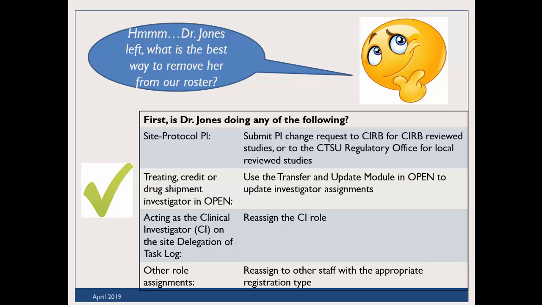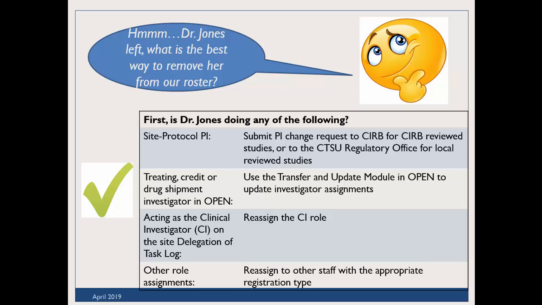Is that PI used and open as the credited drug shipment or treating investigator? If so, you may want to use the transfer and update module to go ahead and update that information in open. Are they acting as a clinical investigator on the DTL? You're certainly going to want to reassign that CI task on the DTL so your DTL does not go to unapproved and you don't have problems with your site registration.